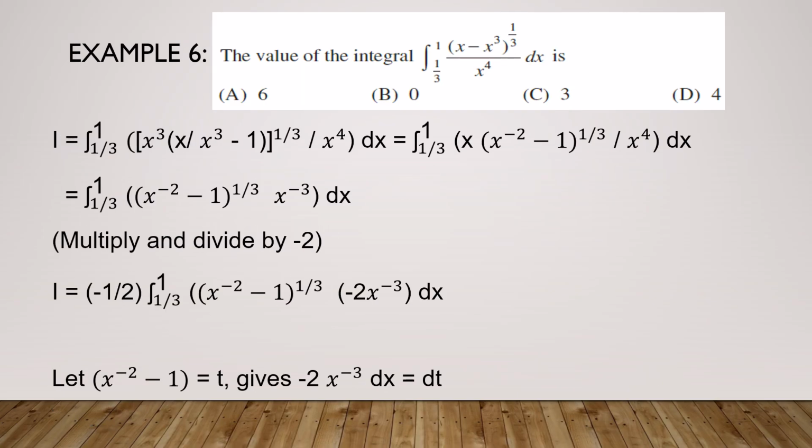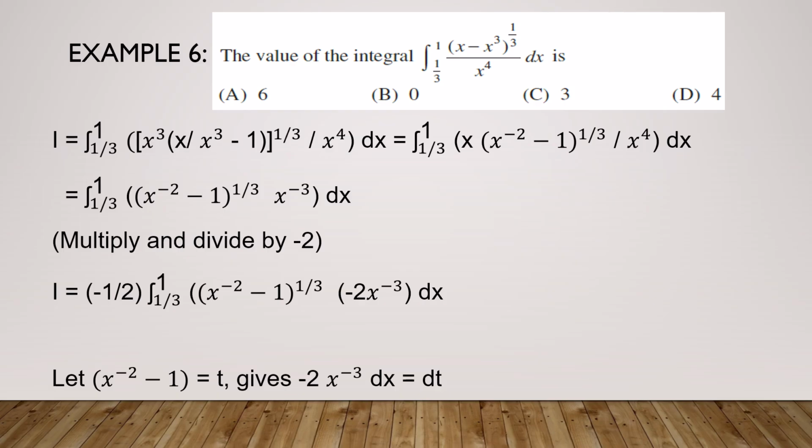Next example, you have to find the value of the integral from 1 upon 3 to 1 of (x minus x cube) whole raised to 1 upon 3 upon x raised to 4 dx. Now see, this is a little bit difficult example, in the sense you should know what you have to do. Now generally when you see this, in the numerator you will be taking x outside. But you have the numerator raised to 1 upon 3.